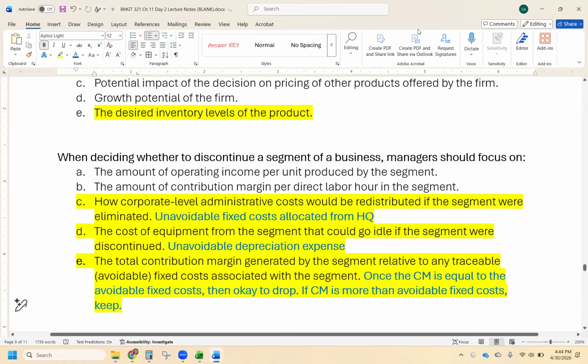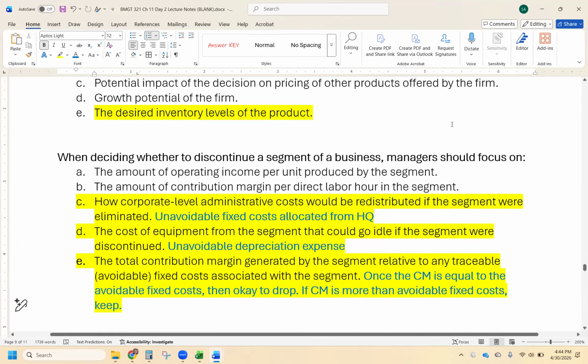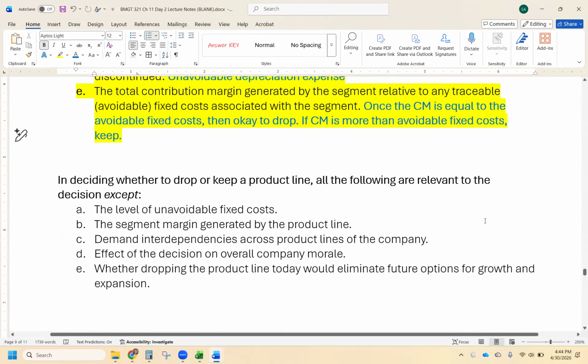Is there another one? I don't think there is. Oh, there is. There's one more. Okay. Questions on any of those? Okay, the last one. In deciding whether to drop or keep a product line, all the following are relevant to the decision except. So let's go through each one of these and decide if it's relevant or not.